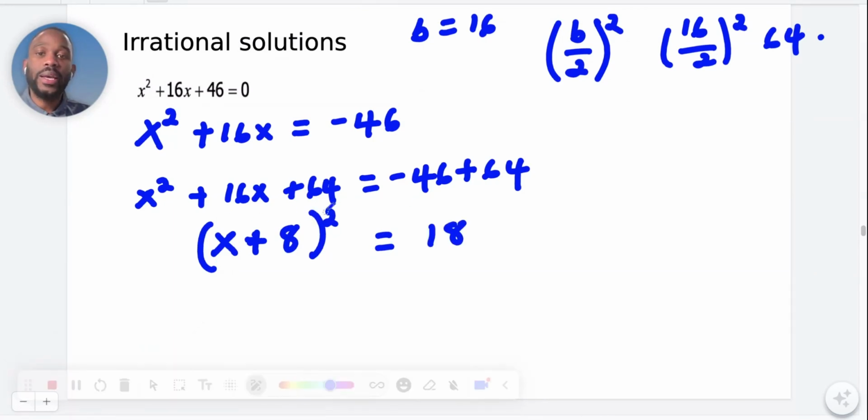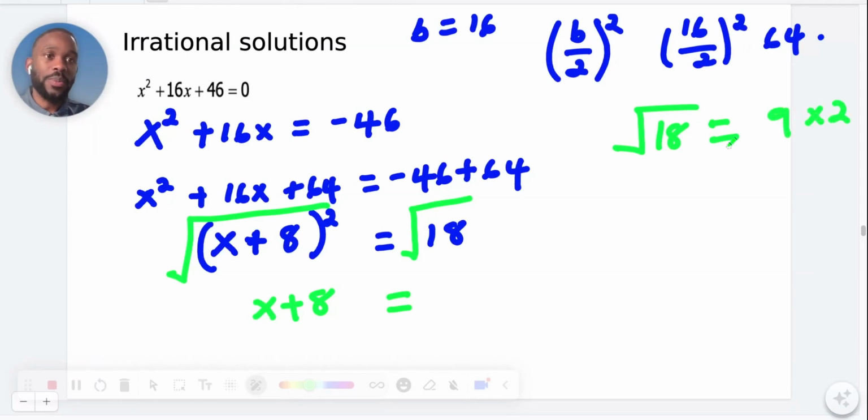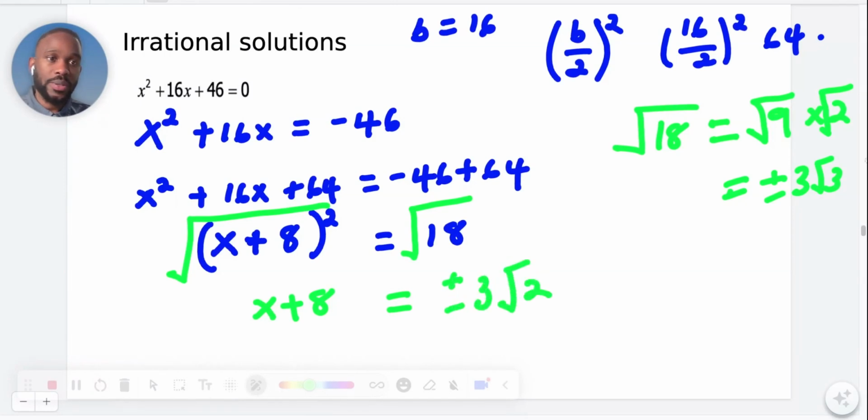So at this point, we find the square root of both sides of the equation. So this gives you x plus 8 is equal to, now, side note, right? If you have root of 18, think about two numbers that you can multiply to get 18, where one is a perfect square, the highest perfect square there is. So 9 times 2. So it's the same as finding the square root of 9 times the square root of 2. The square root of 9 is plus or minus 3. So this root 18 simplifies to plus or minus 3 root 2. Again, I have a video which has simplifying irrational numbers. So this gives us plus or minus 3 root 2.